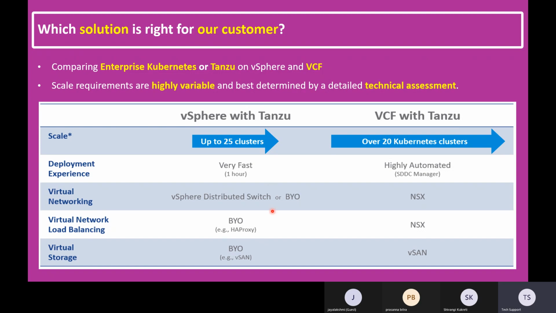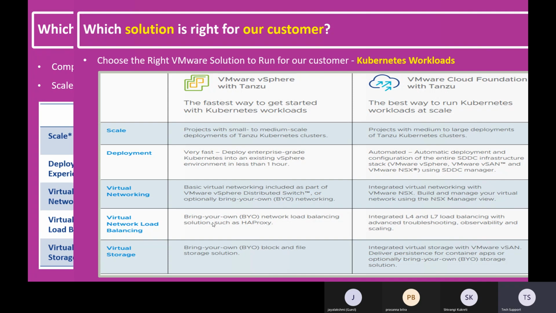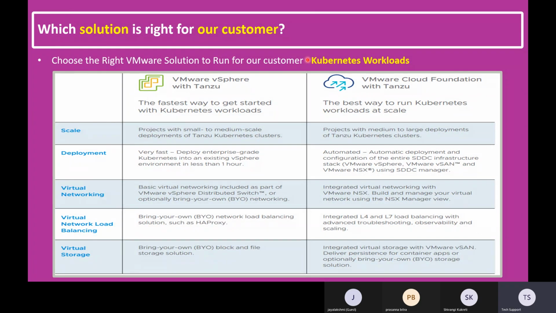Some more additional points are highlighted in the following slide: which solution is right for your customer, and choosing the right VMware solution to run our customers' Kubernetes workloads. The key point on scale is that for small to medium scale you go with this product, which is the fastest way to get started with Kubernetes workloads. And this other one is the best way to run Kubernetes workloads at scale, for projects from medium to large scale. So for medium to large scale deployment, you go with VMware Cloud Foundation, and for small to medium, you go with this one. This is the recommendation given by VMware.